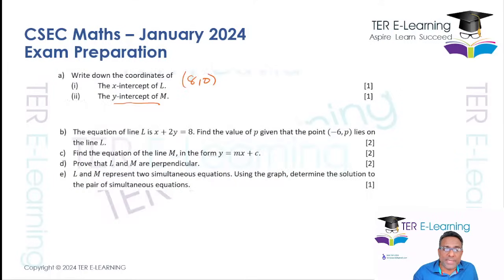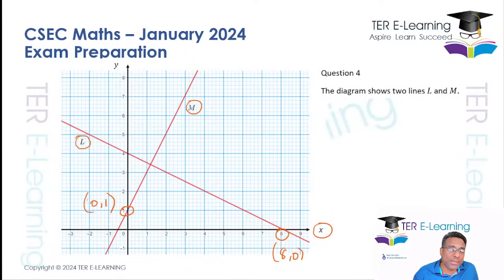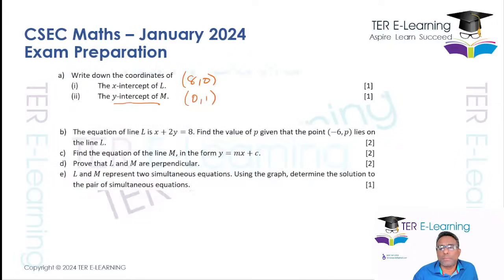So this here is going to be (0, 1), right? You don't want to get something like this wrong in the exam. It is too simple. All they're trying to ask you is where does the graph cut the y-axis. That's called your y-intercept. That's what they're looking for. Right, now that takes care of part A.